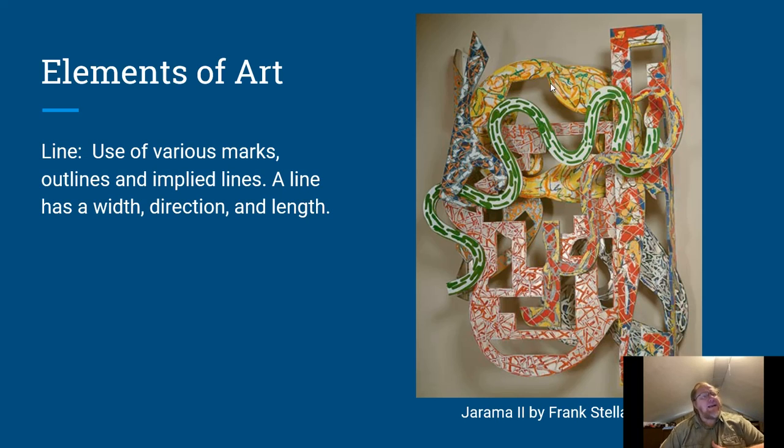Line, kind of connected with shape, all right? But line is the use of various marks, outlines, and implied lines. Line has width, length, and direction. It can have color. There are lots of things that lines can do. And how you talk about the line shows the emotional impact that line has.